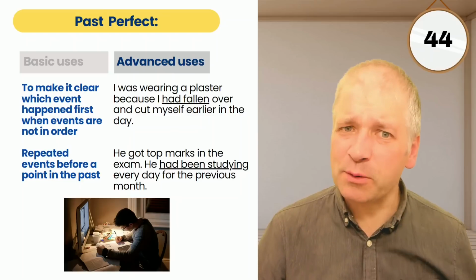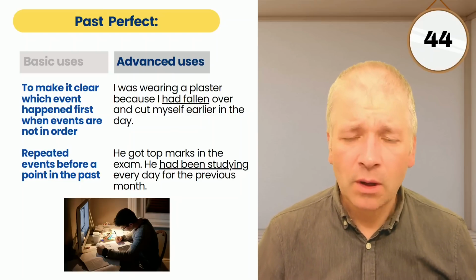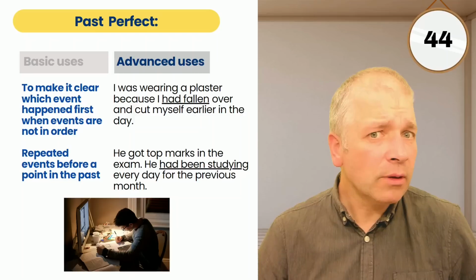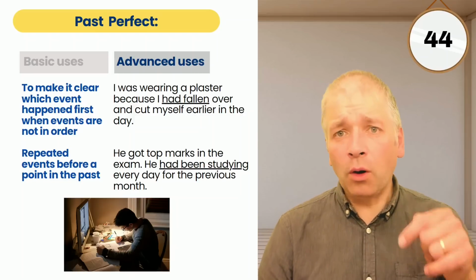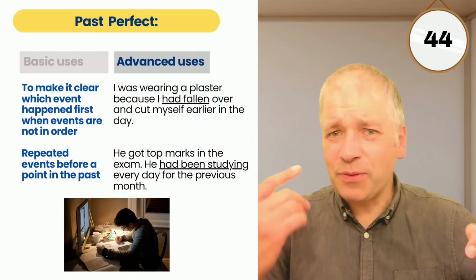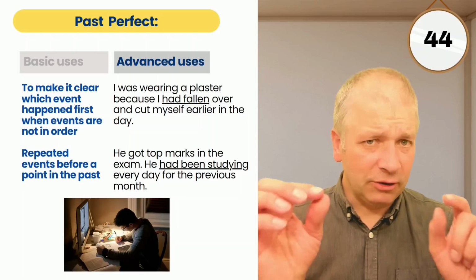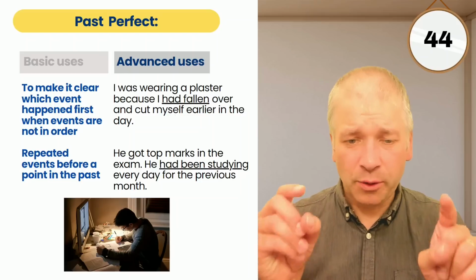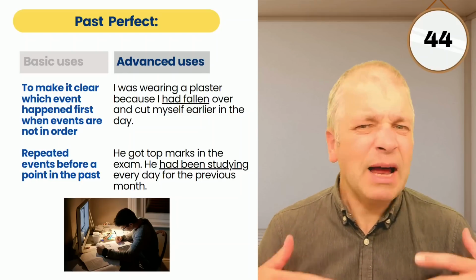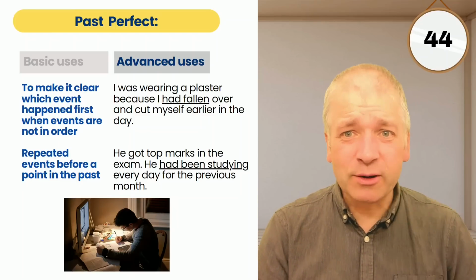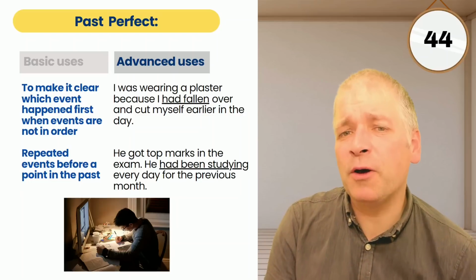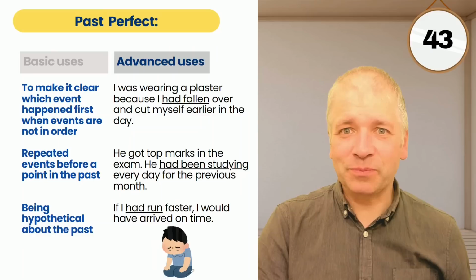Let's go back to the first example again. Why did we use I had fallen over? Well, because I fell over before I wore the plaster. The time of the story is wearing the plaster. But then we go backwards in time. And to show we've gone backwards in time, we use the past perfect. If I said, because I fell over, it sounds as if it happens afterwards, which isn't correct, because the past simple takes events forward, but the past perfect takes events back.